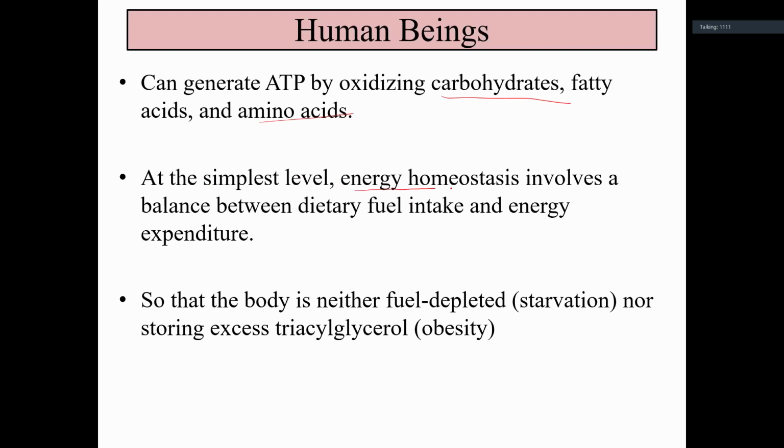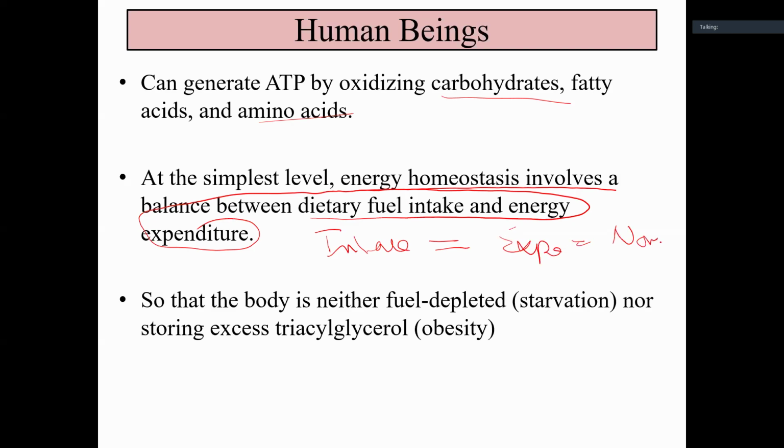At the simplest level, energy homeostasis involves a balance between fuel intake and energy expenditure. If there is a balance of intake to expense, then everything will be normal. If intake is more and expense is less, what will happen? Obesity. And if intake is less? Starvation, or muscle wasting, weight loss.